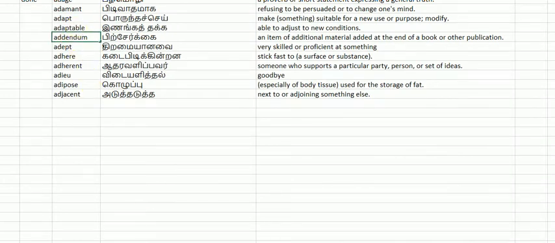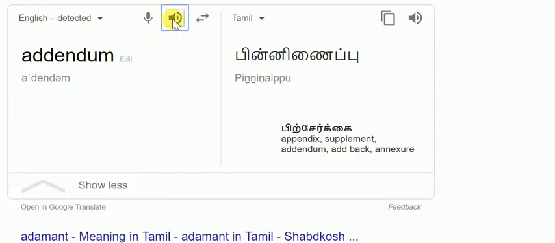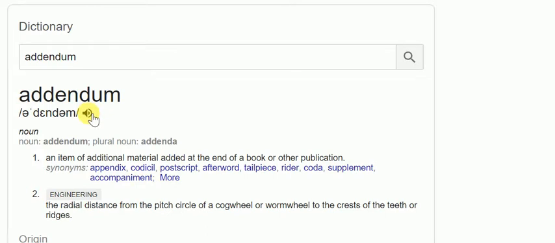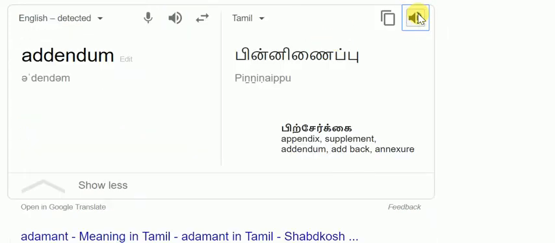Next vocabulary is addendum. What is meant by addendum? An item of additional matter added at the end of a book or other publication. Something you add at the last moment, when something is about to be complete, some lines added to a book, that is an addendum. In Tamil we can say பின்னிணைப்பு. It means something we are joining at the end. That is called addendum.